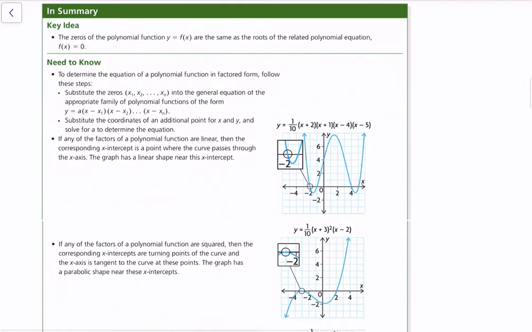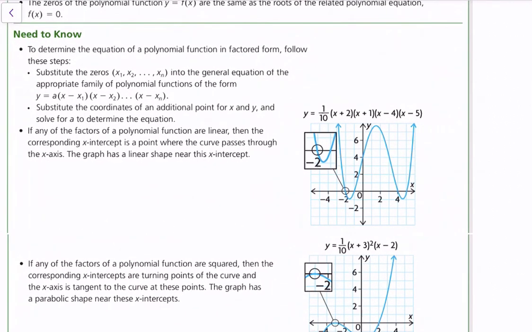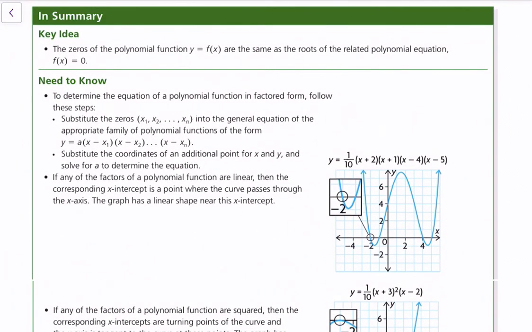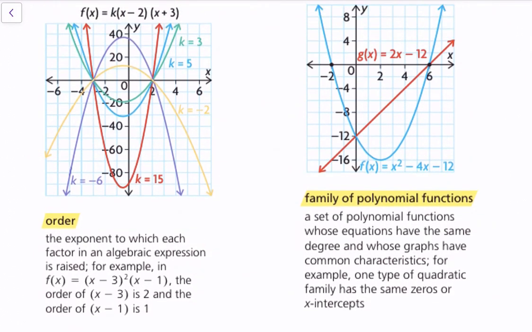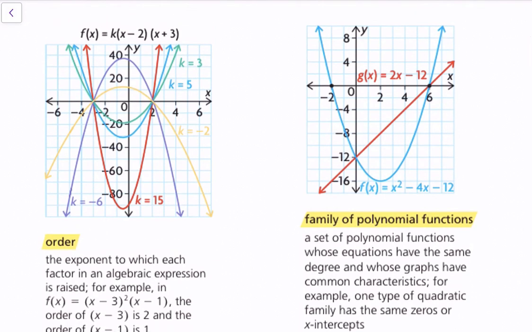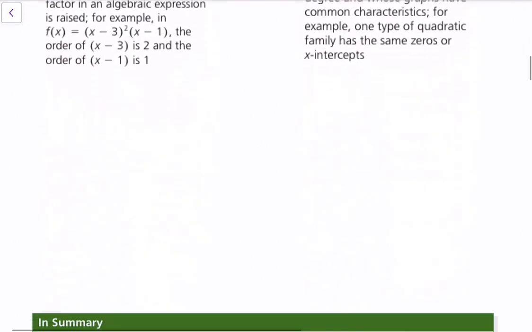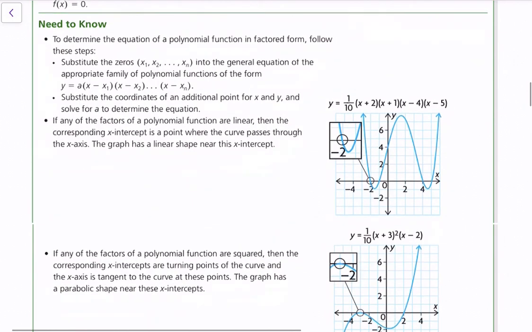Okay, so then we get to a summary of the main ideas for this section. The zeros of the polynomial function y is equal to f of x are the same as the roots of the related polynomial equation f of x is equal to 0. And we see this idea here with this quadratic function and the related linear function, for example. Okay, so we need to know a couple of things.